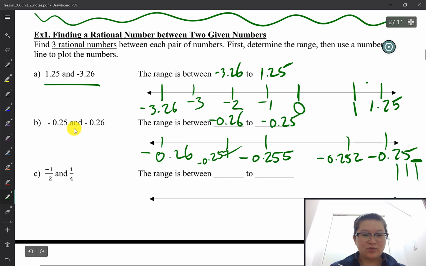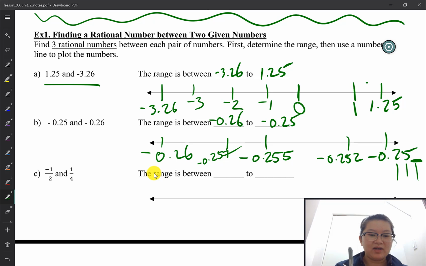All right. The next one we have is a fraction. So, if you want to just go ahead and do this, go ahead. But if you want a little tip, here's a tip. Anytime you have a fraction, you can always convert it to the decimal form before you start to do the ordering.